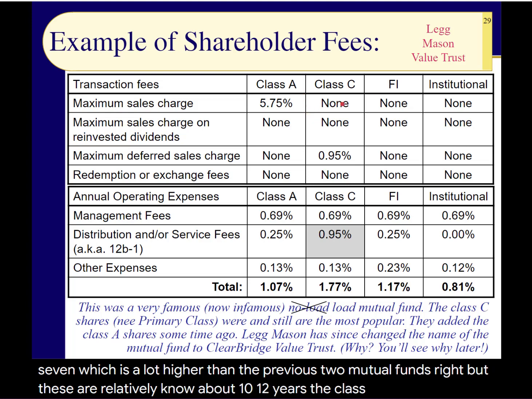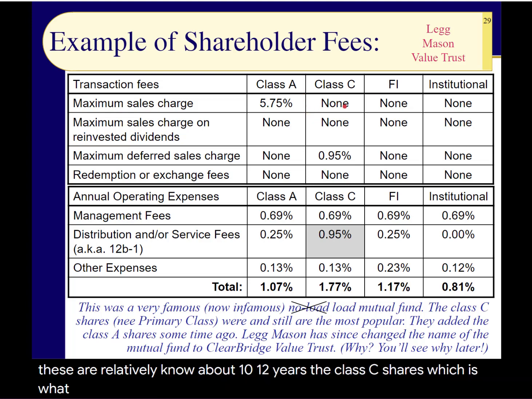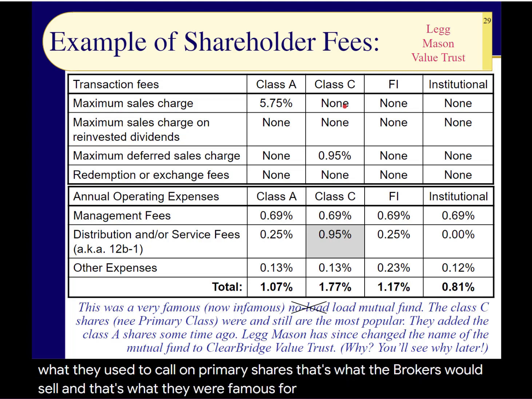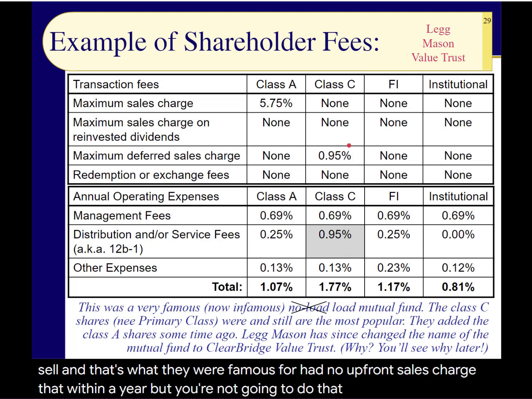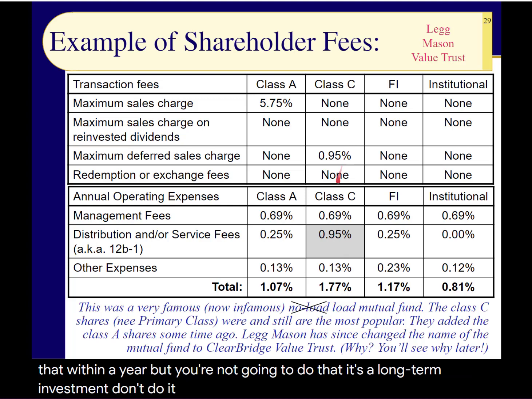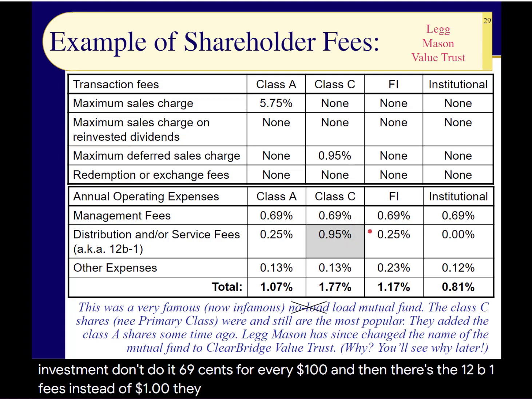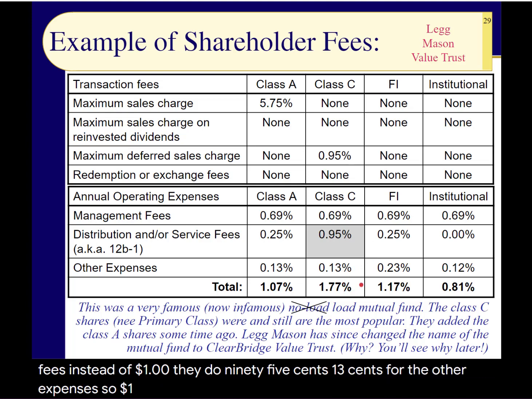The Class C shares, which is what they used to call primary shares, that's what the brokers would sell and that's what they were famous for, had no upfront sales charge and almost 1% if you take the money out within a year, but you're not going to do that. It's a long-term investment. Don't do it. 69 cents for every $100, and then there's the 12B1 fees. Instead of $1, they do 95 cents. 13 cents for the other expenses, so $1.77.